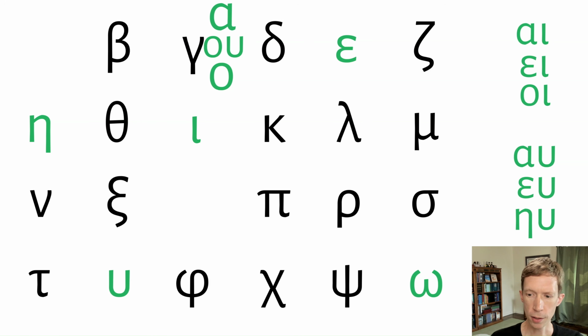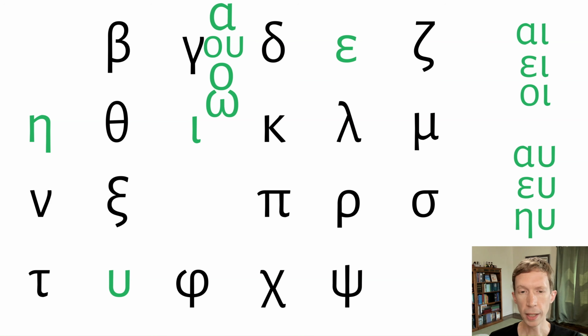So these, let's do a spoiler here for the last letter, omega. These four combinations all give you a hard G for gamma. So ga, gu, go, go.